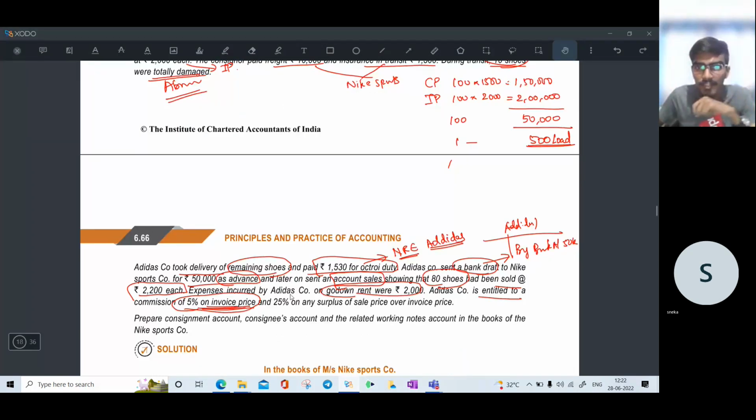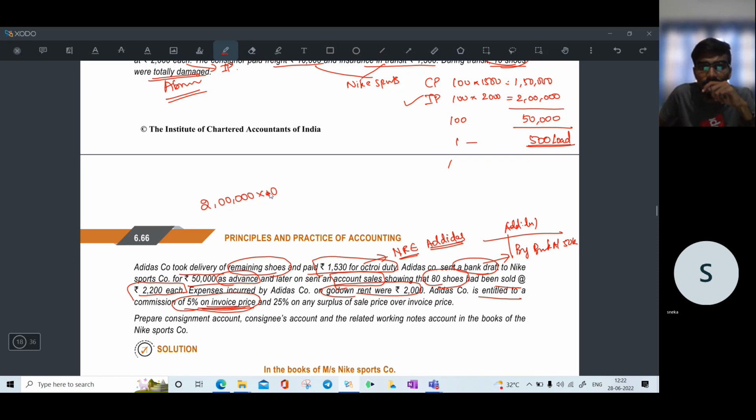So 5% on invoice price has to be given. How much is 5% on invoice price? For 2 lakh, how much should be given? 5% is 10,000. Very good. This is one of the commissions. It is called ordinary commission.